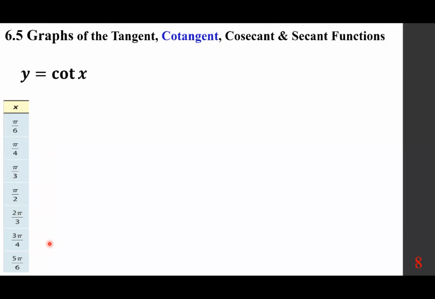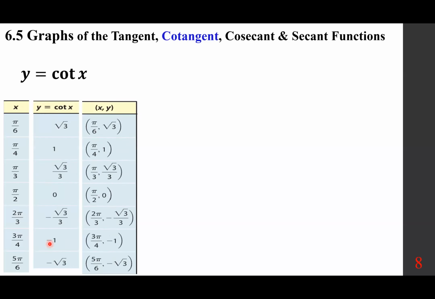But what happens if you pick 0, for example? Because it's cosine over sine and sine is 0, it blows up to either infinity or negative infinity, okay? So remember, for 0, we say undefined. So these are the pairs. If we choose 0, in this case, we would say undefined, okay? So the graph looks like this.